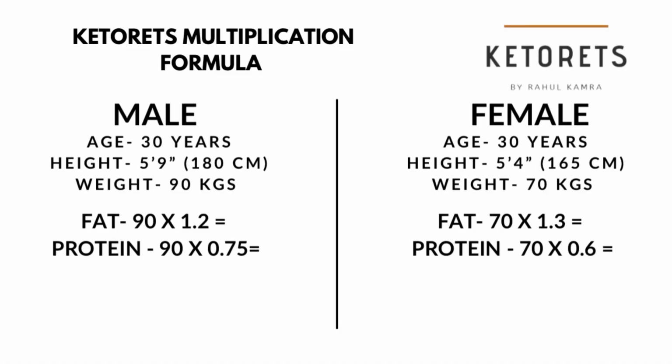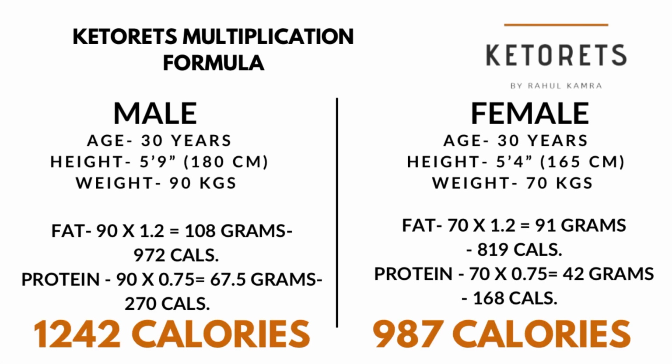Coming to the final figures of these calculations: 90 into 1.2, 90 into 0.75 for male, 70 into 1.3 and 70 into 0.6 for female. The calculation comes down to 972 calories coming from fat and 270 calories coming from protein, a total of 1242 calories. For females, the fat is 819 calories and protein 168 calories, which is 987 calories in total.